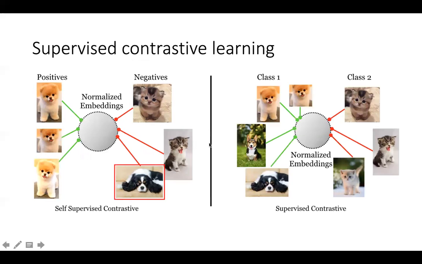Then we can think of this problem from another perspective. Suppose we know the labels of the images, then we can use images from the same class to form positive pairs. So here, this dog and this dog belong to the same category, so they should be a positive pair and should be put together. Compared with the left side, where in the self-supervised learning setting, this dog image is different from that dog image, so they should be treated as negative. So you can see the difference here.